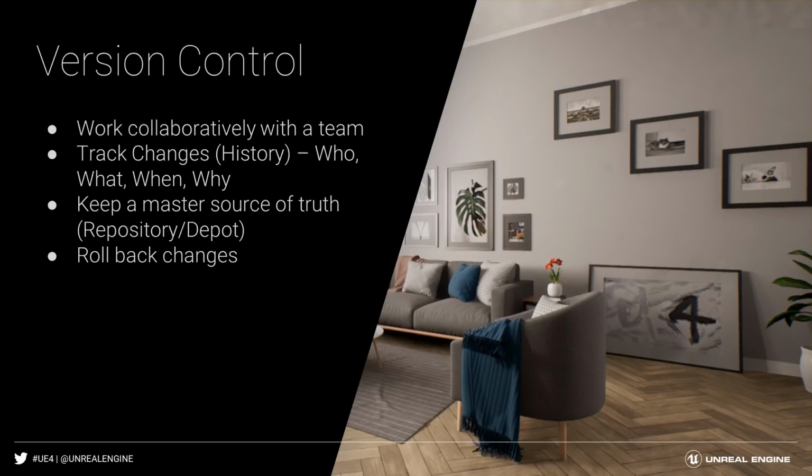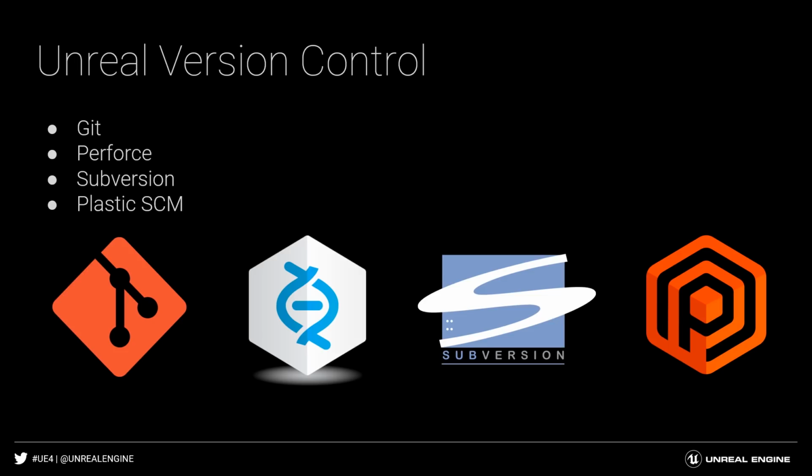And if there are ever any problems, the good thing about source control or version control is that you can roll back the changes to any previous version. You can roll back the entire project, or you can roll back just specific files. We have four options available to us in Unreal Engine for version control. Those options include Git, Perforce, Subversion, and Plastic SCM, Plastic SCM being the newest addition.